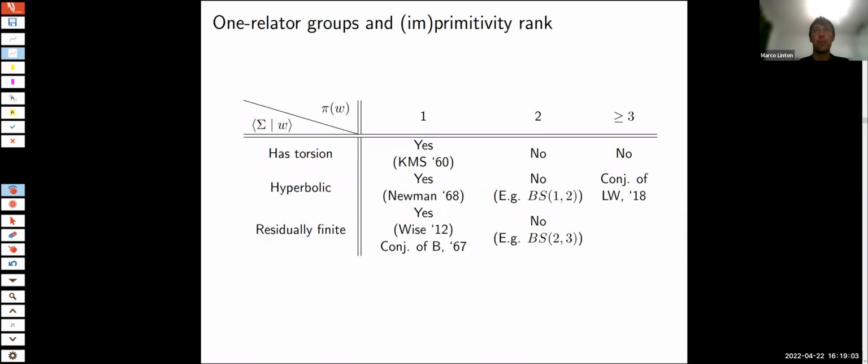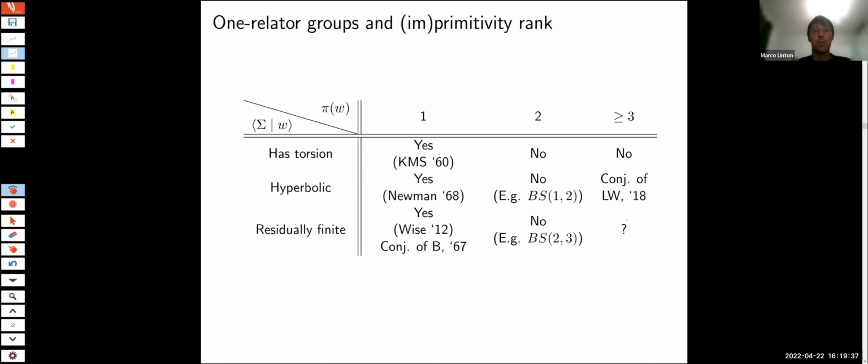Then again, for primitivity rank 2, this is false. They're not residually finite because we have, again, these poison subgroups, Baumslag-Solitar. So this guy is residually finite, but this guy is not. That kills any ideas there. What about greater than or equal to 3? Well, there's not really a conjecture or anything here, so I just left the question mark for now.